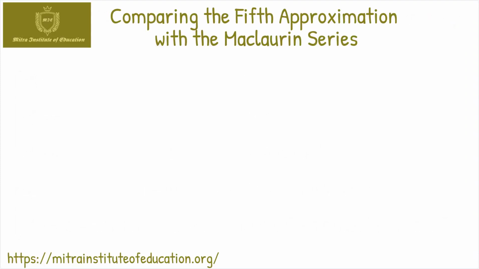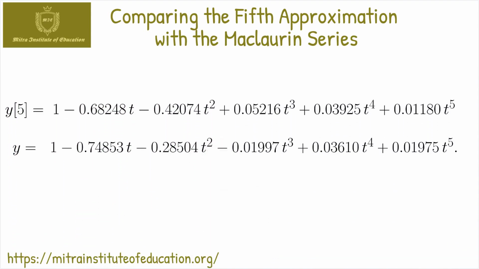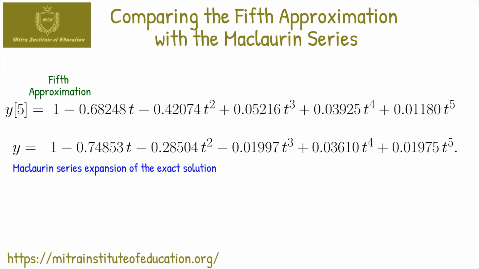Let's now compare the 5th approximation with the first 6 terms of the Maclaurin series. As we can see, the 5th approximation is very close to the exact value, demonstrating the accuracy of our iterative method. This comparison highlights how the approximation converges to the exact solution as the number of iterations increases.